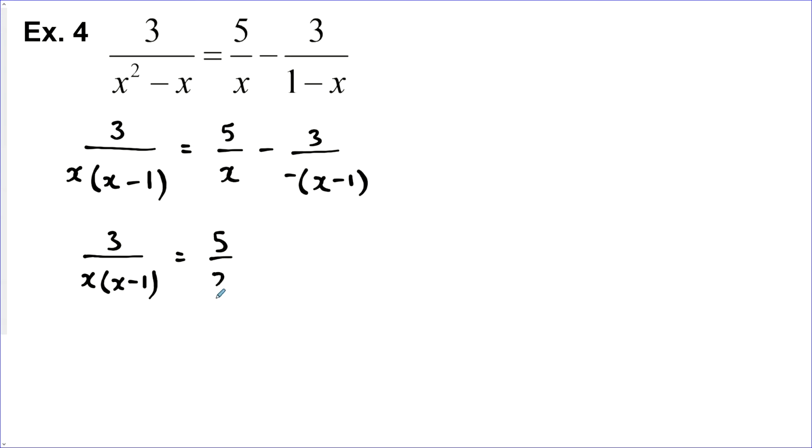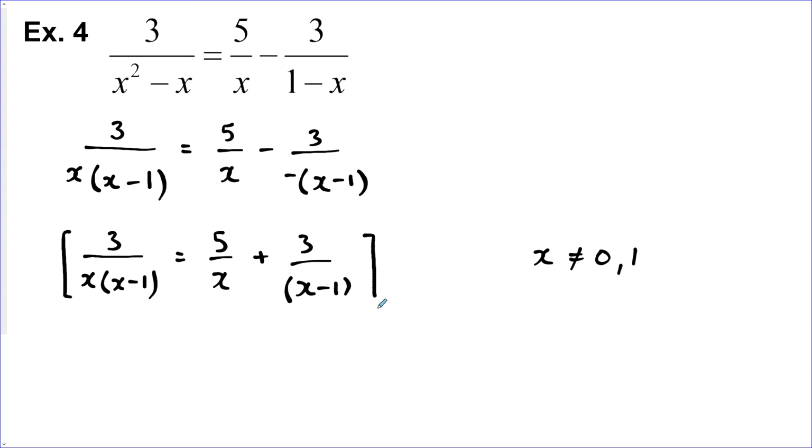So for this side, plus 3 over x minus 1. Now I'll do my non-permissible values. So x cannot equal 0 and 1, because then we'd be dividing by 0. Next, I'll multiply the whole equation by our common denominator.